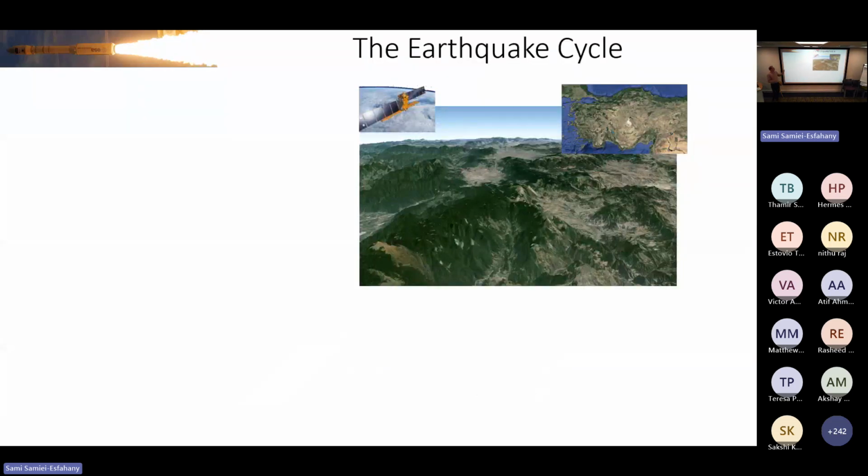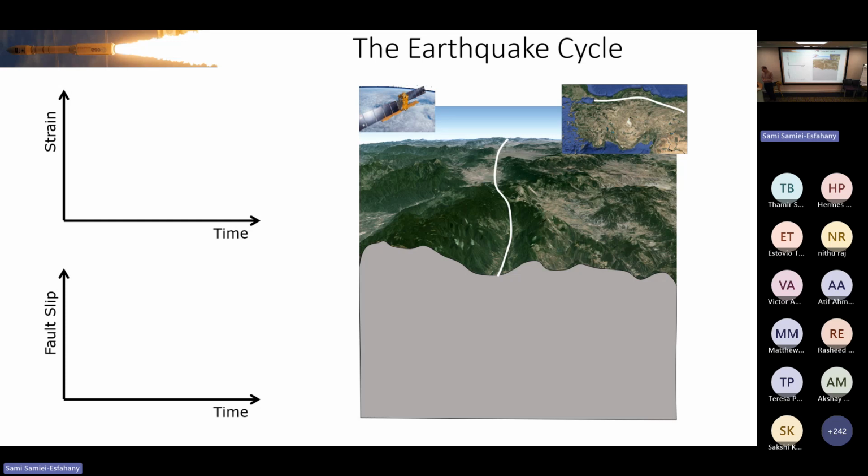So looking at the earthquake cycle then, here we've got Turkey, the North Anatolian fault runs through the mountains here on the northern side with the Black Sea to the north. And if we look at two things, strain evolution through time, and how fault slip evolves through time, the far-field block or plate motion builds up strain on a shear zone at depth.